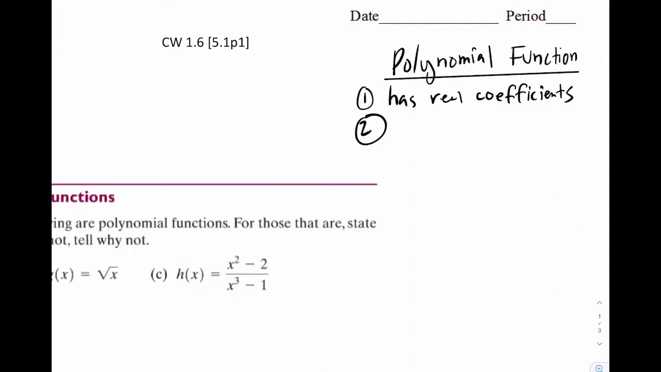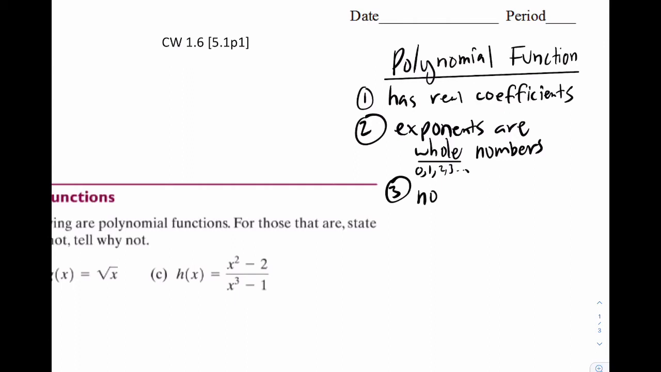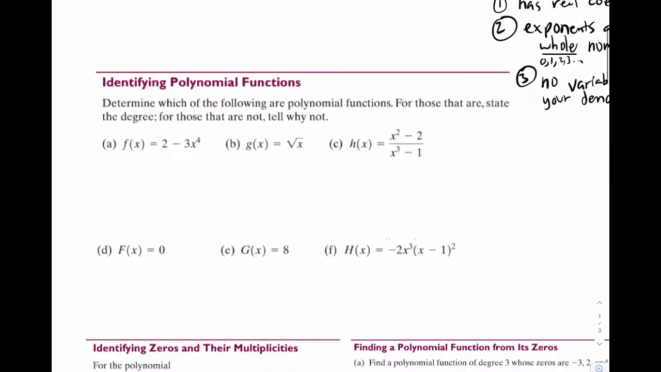Number two, the exponents are whole numbers. Now that's going to be very important. Okay, the exponents are whole numbers, so whole numbers meaning 0, 1, 2, 3, and so on. And the third one is going to be no variables in your denominator. So these are just 3 rules I like to think of when you're trying to figure out if something is a polynomial function. So let's go through this quick.